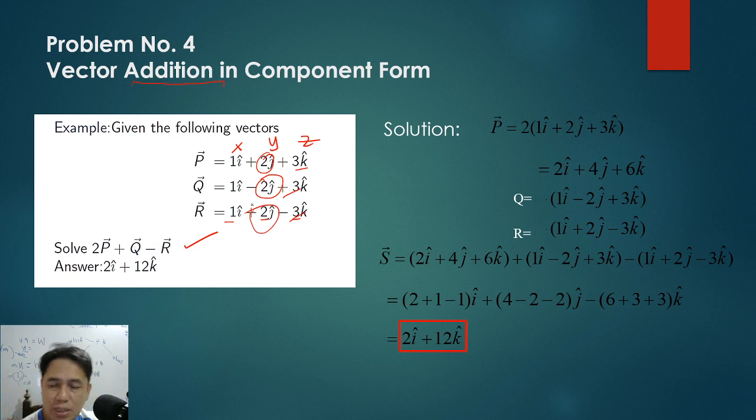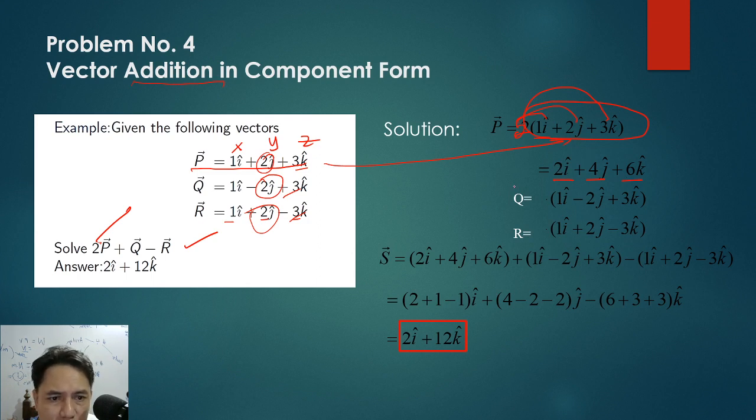What is P, by the way? The P is this: i plus 2j plus 3k. So this one is our P. What do we have to do with the P? We have to multiply by 2. So 2 times 1 is 2. 2 times 2 is 4. 2 times 3 is 6. Then you affix the i, j, k. So that is true with the P.